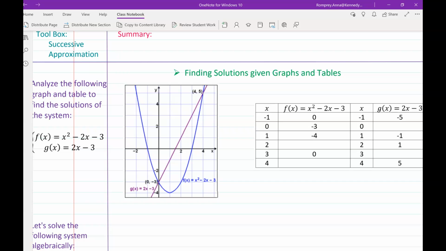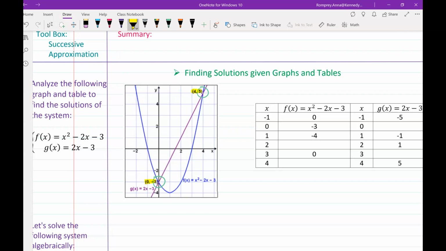Okay, so if we're given a graph and I want to know what the solutions are, what solution or solutions do they share? If I look at this graph, I'm looking for the points that they share. Because one's linear and one's a parabola, where do the functions intersect? Up here, (4, 5). That is one of my solutions. Now look and see where the other one is. Right down here at (0, negative 3). So (0, negative 3) and (4, 5).